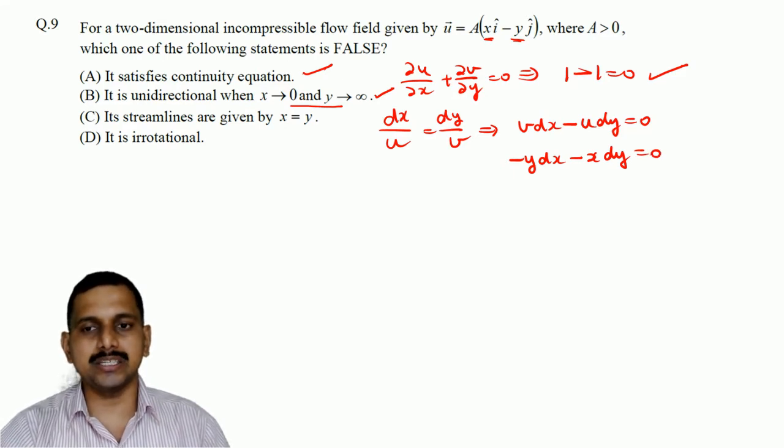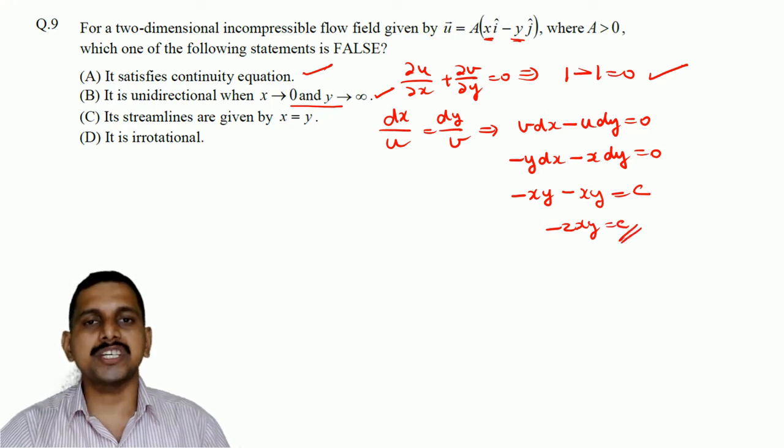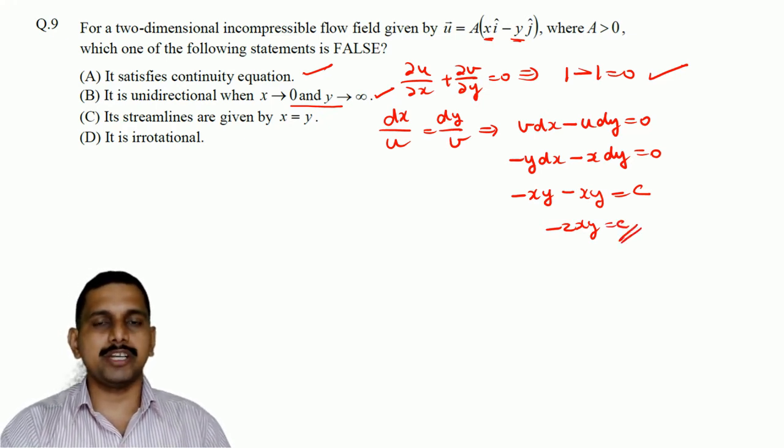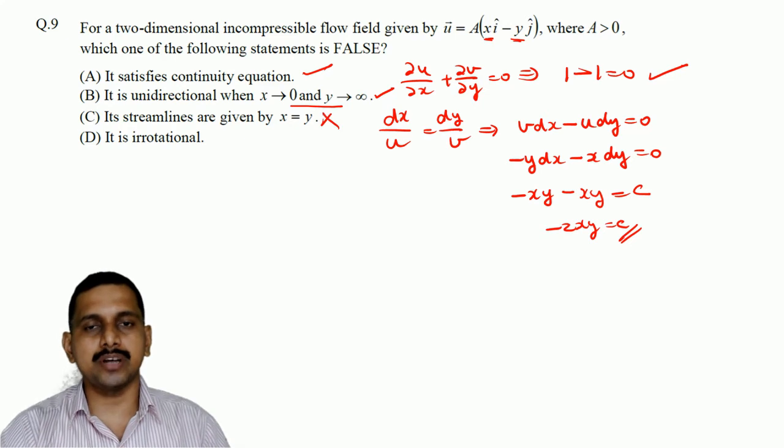Let us integrate this. When we integrate this, we get minus xy, and in the other place also we get minus xy, because x comes here, and here y comes. So xy is equal to constant, or minus 2xy is equal to constant, which is the equation of the streamline. But what is given here? x is equal to y. So this is not the answer. Next, this is false, correct?